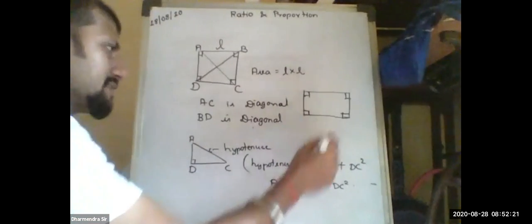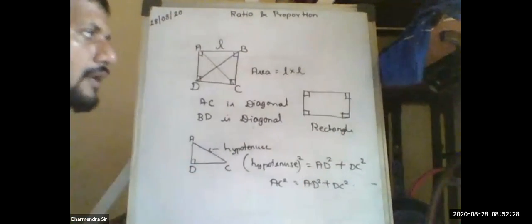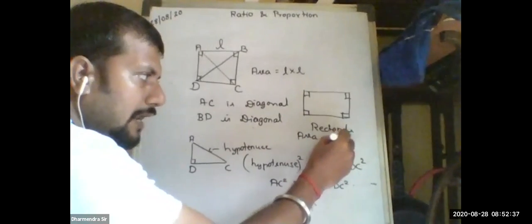Rectangle, we know that rectangle is a quadrilateral in which all the angles are 90 degree, means right angle. Opposite sides are equal, not all sides are equal, but opposite sides are equal, and its area is given by length into breadth.